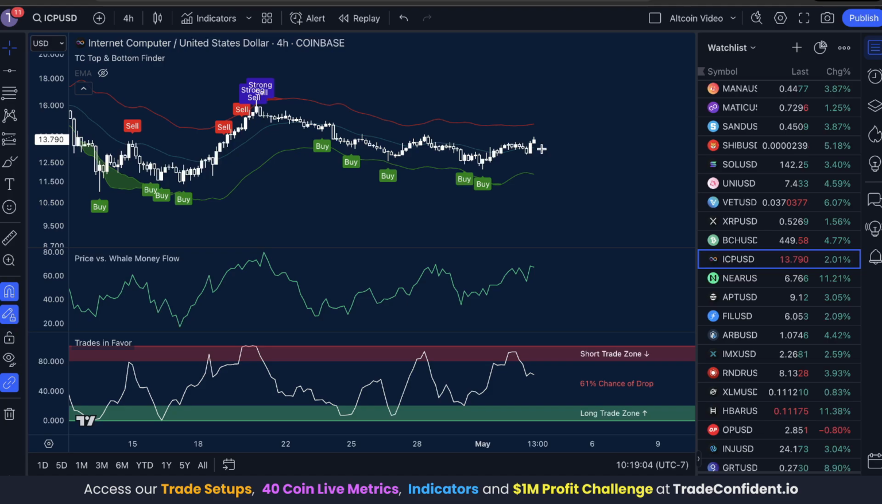And as the price drops, we want to look for the opposite when we're looking to buy back in. We want to see whale money has oversold, which means they're likely to buy back in. We want to see trades in favor in the long trade zone, and ideally we want to see a buy signal. And as you can see here, this is going to be a very bullish combination. Easy as that, and we'll keep you updated.